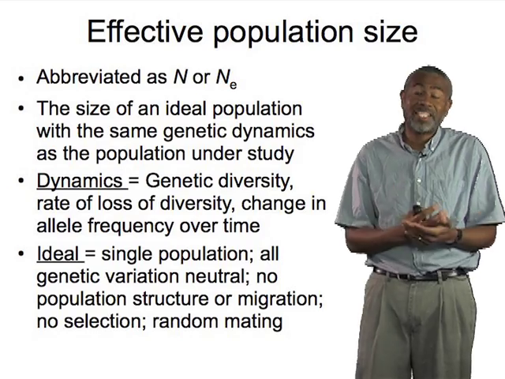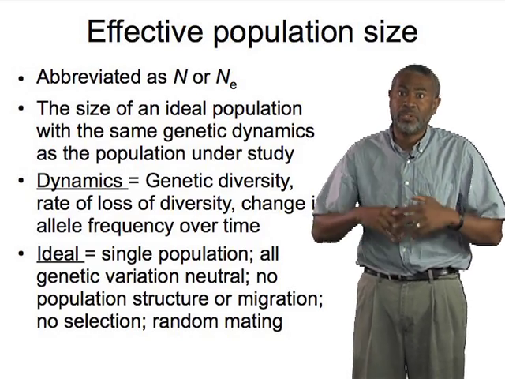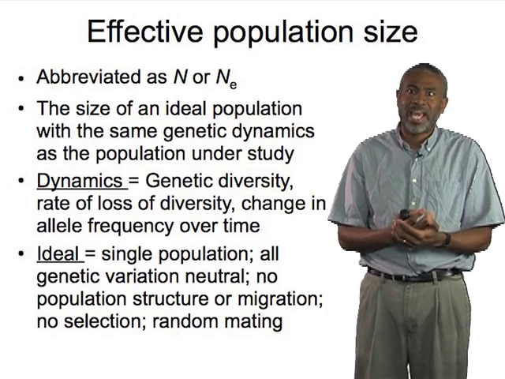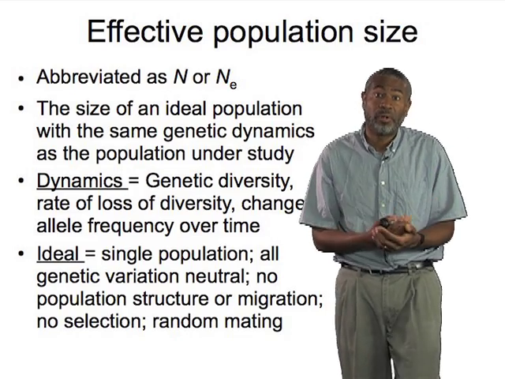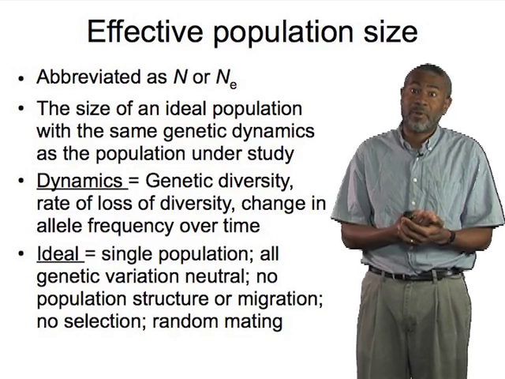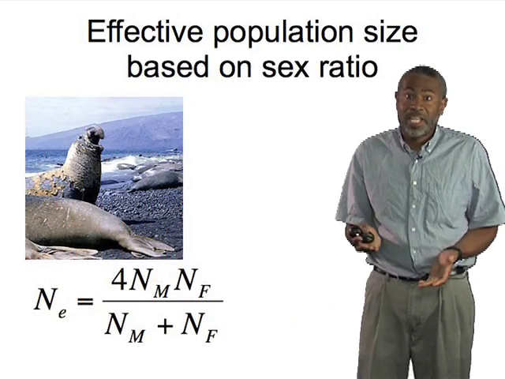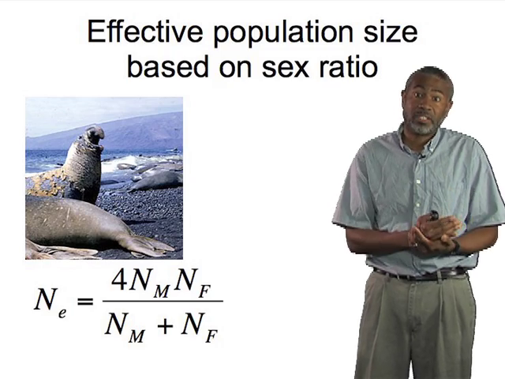So it might be surprising that we can actually encapsulate all the complexities of a real species into a single variable. And in fact, there are a lot of assumptions that go into this exercise, but still, the effective population size is a very important way of describing populations. Let's look at some examples of effective population size and how they differ from real populations.